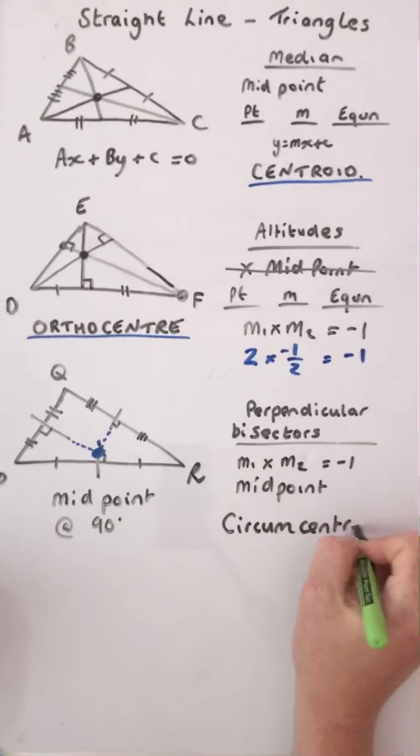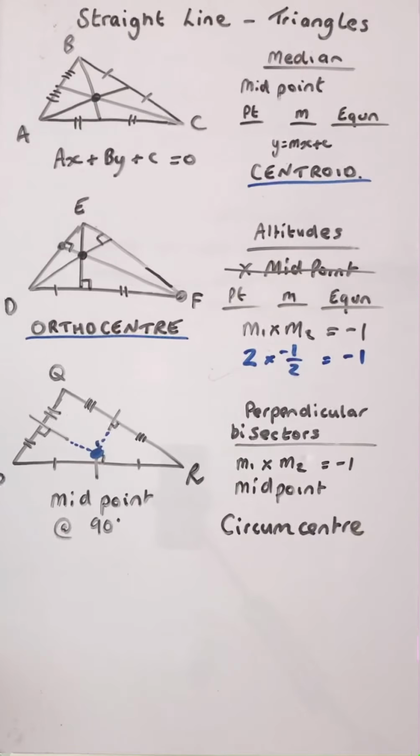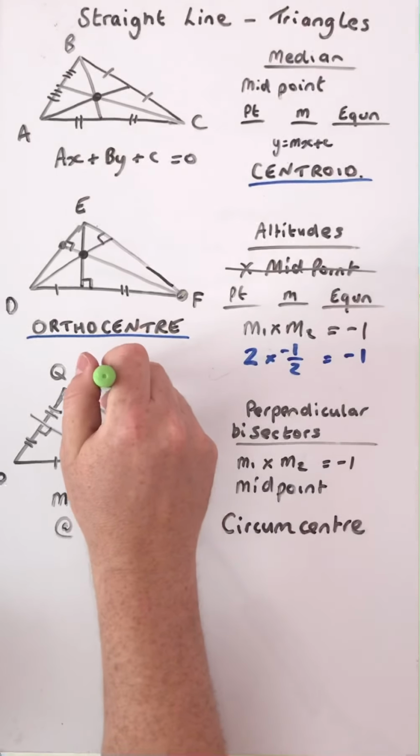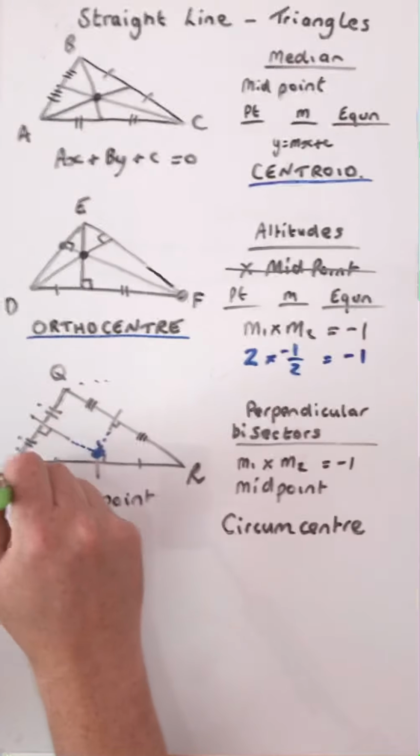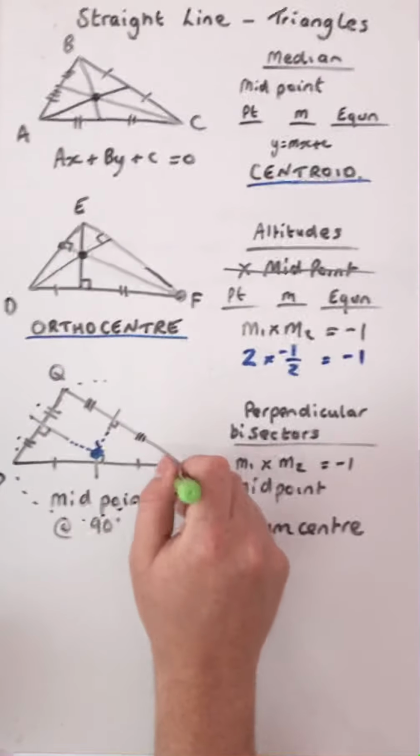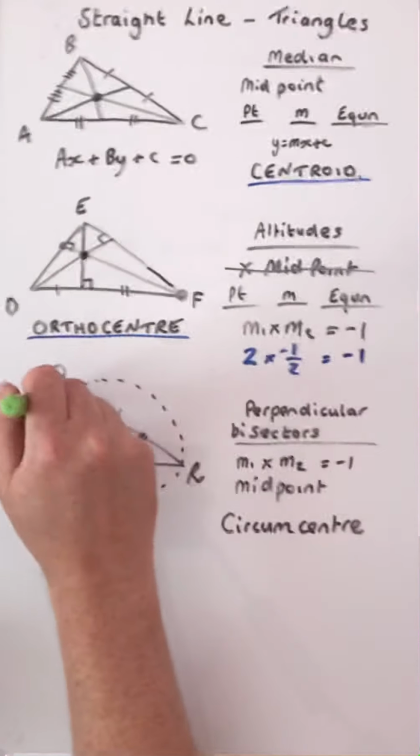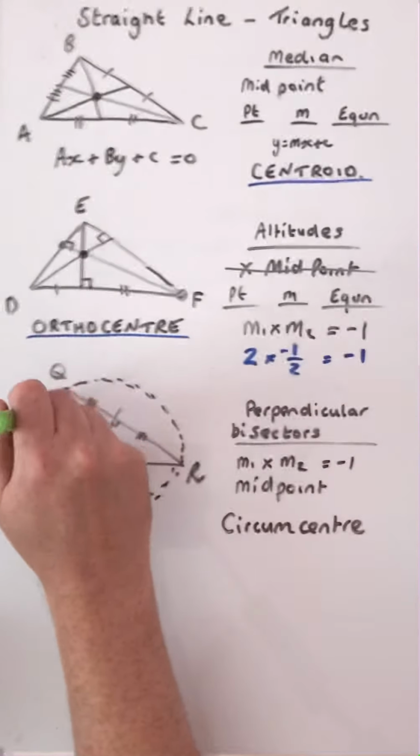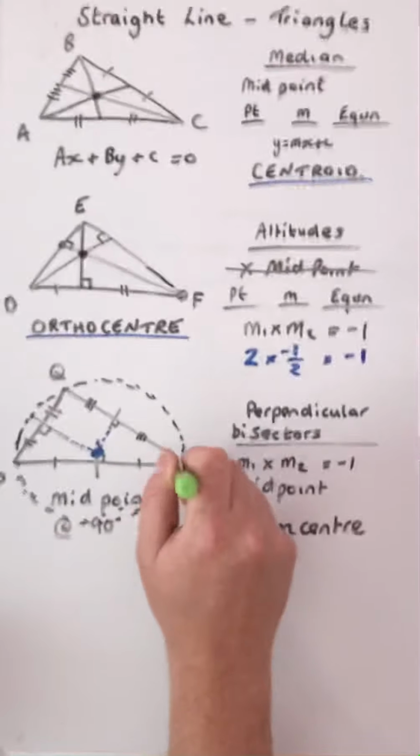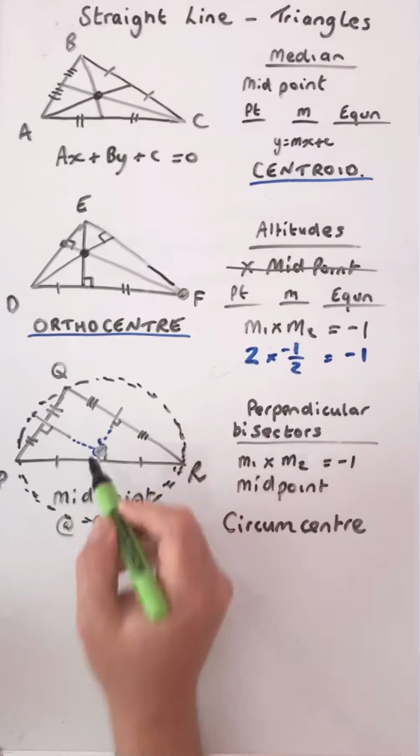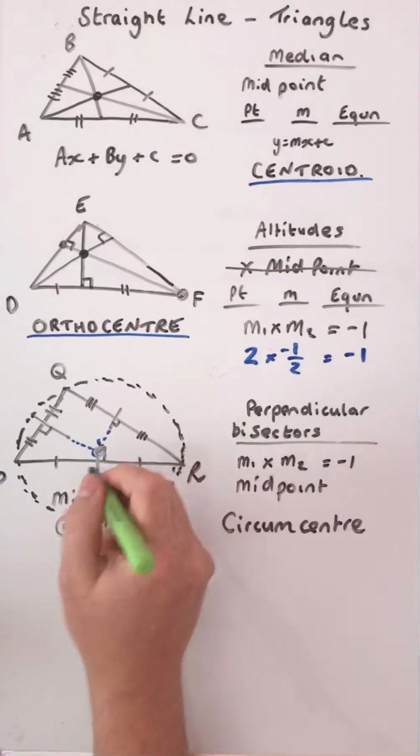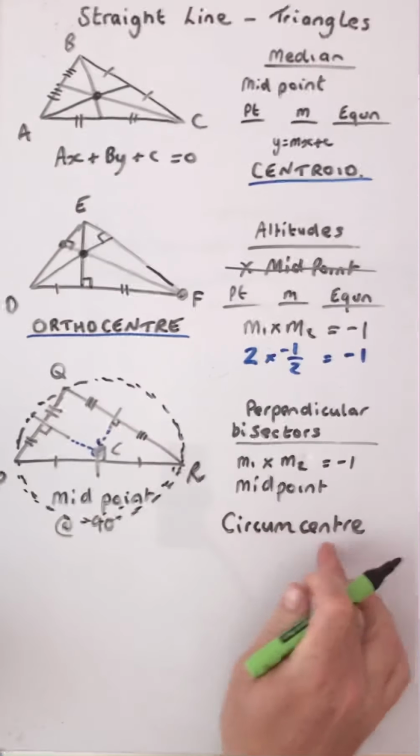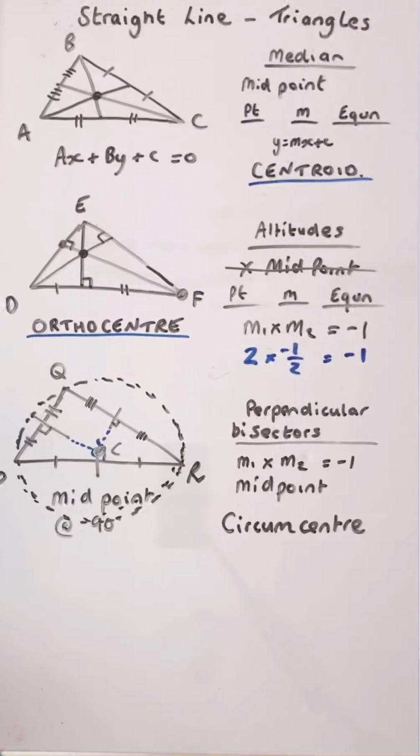the circumcentre. When you do further topics later on, you'll see that the circumcentre becomes the centre of a circle which passes through each of those three points. So circumcentre, the centre of the circle.